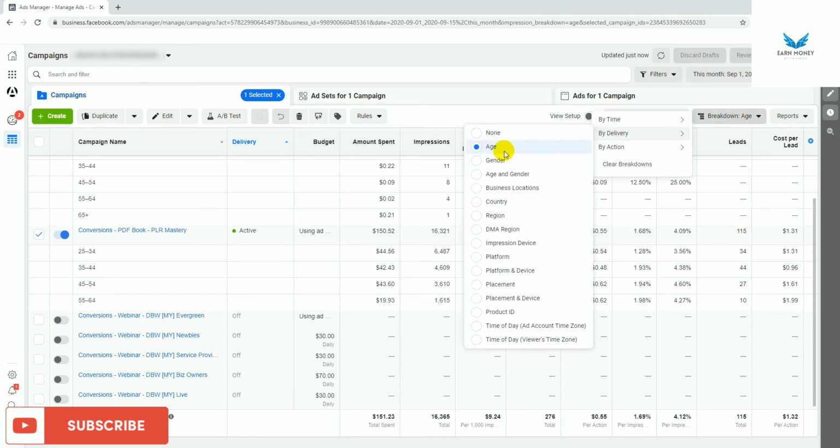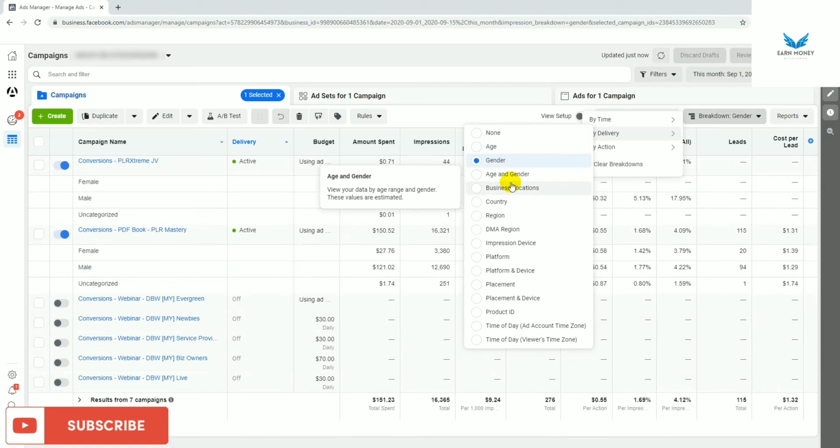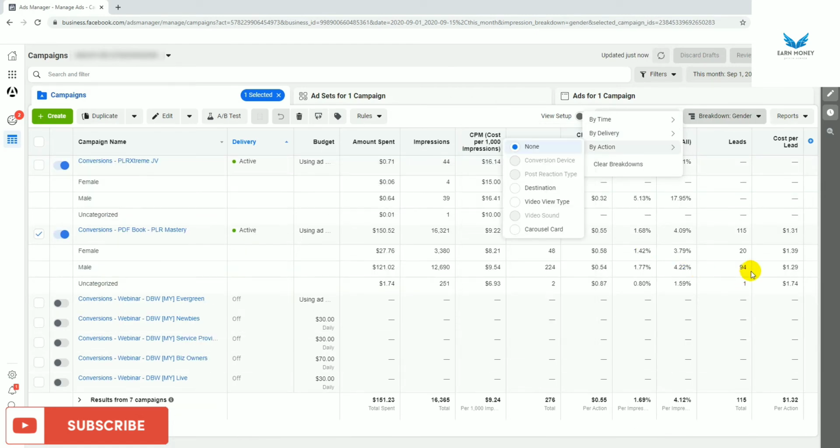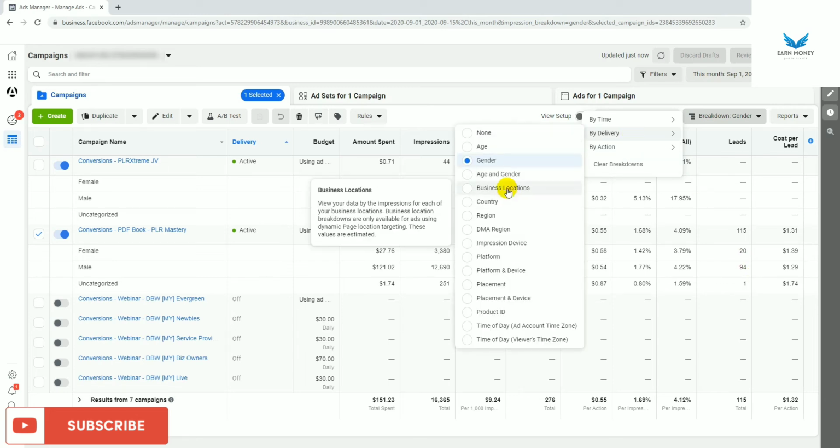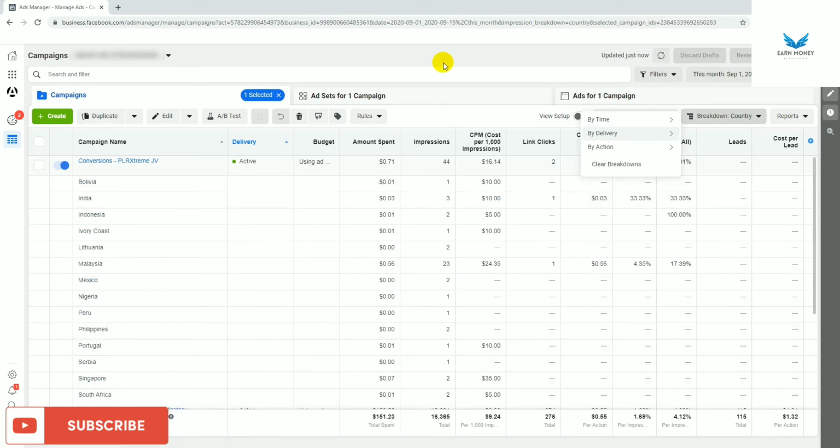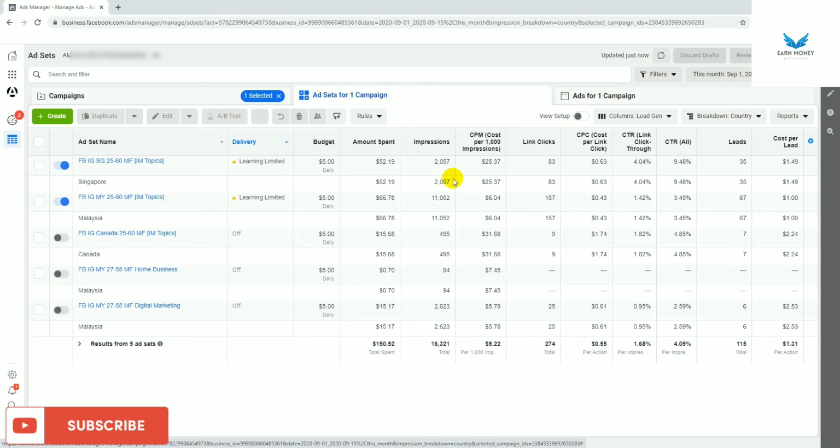And if you want to take a look by gender as well, we see that male has 94, followed by female, and uncategorized, for some reason, there's just one over here. So you might get that kind of thing occasionally. All right. You can also take a look by country if you're targeting multiple countries. In this case, this particular campaign was running to only 3 simple countries: Singapore, Malaysia, and Canada.